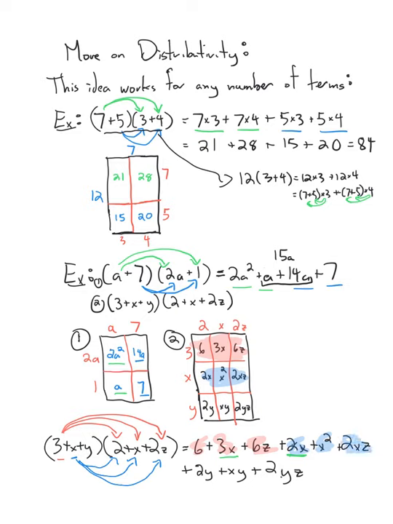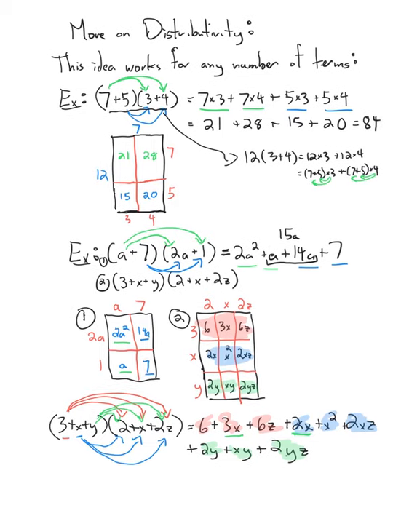And then finally in green, well, we have y times each of the 3 terms in brackets. So that is these 3 guys. I guess I'll go up as well. And that is, of course, 2y, xy, and 2yz.